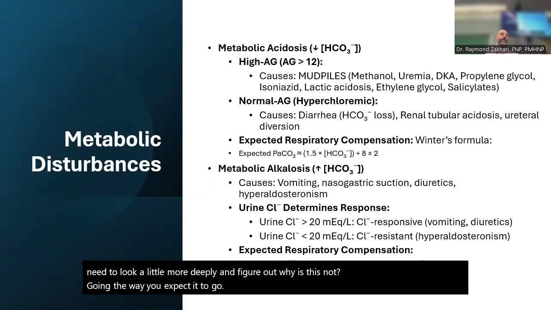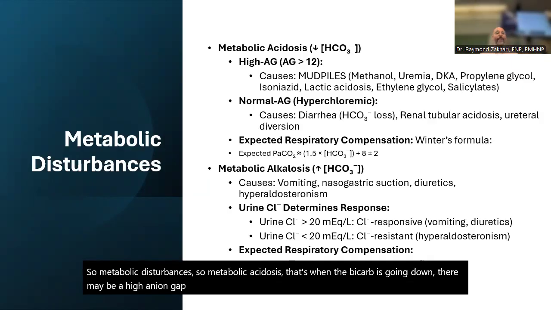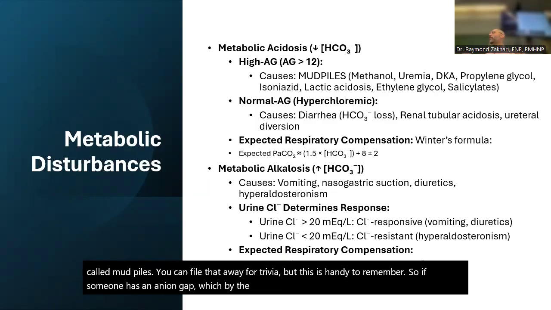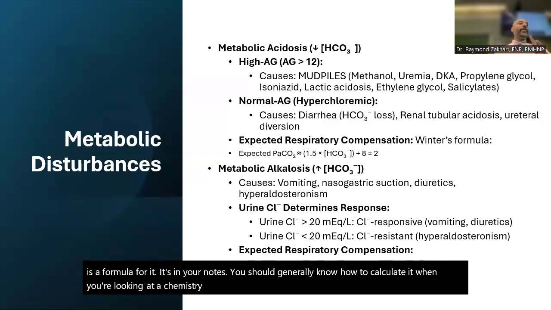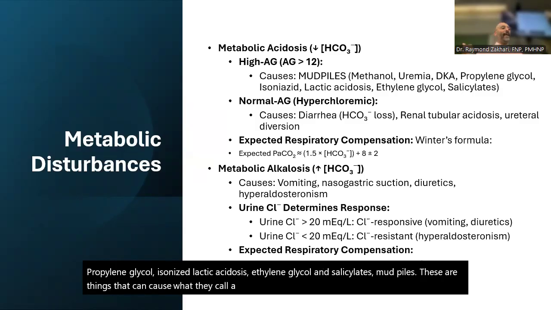So metabolic disturbances. Metabolic acidosis, that's when the bicarb is going down. There may be a high anion gap. And the primary drivers of the anion gap is this mnemonic here called MUDPILES. You can file that away for trivia, but this is handy to remember. So if someone has an anion gap, which by the way, the chemistry screen will report to you, there is a formula for it. It's in your notes. You should generally know how to calculate it when you're looking at a chemistry. But methanol, uremia, DKA, propylene glycol, isoniazid, lactic acidosis, ethylene glycol, and salicylates, MUDPILES. These are things that can cause what they call a high anion gap acidosis.